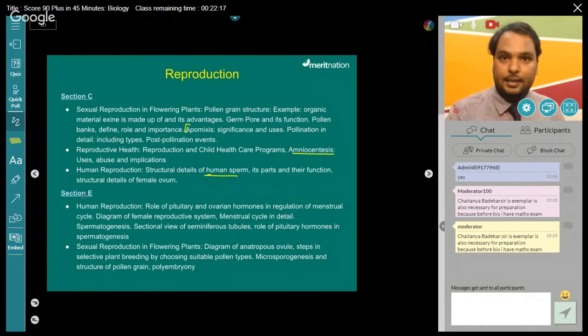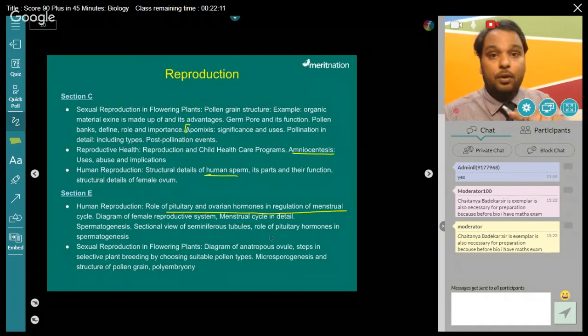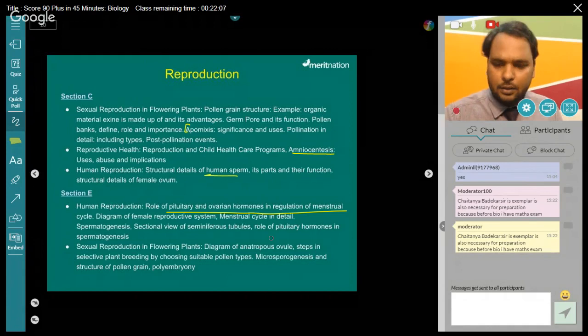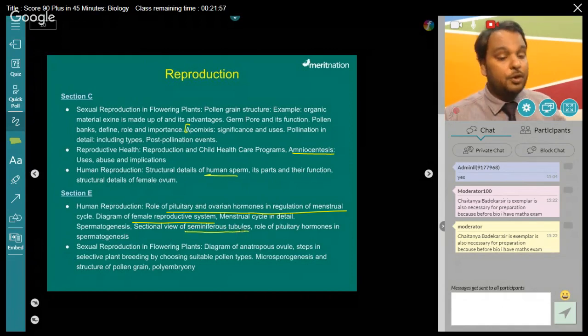Now section E, that is 5 marks. Okay, the role of pituitary and ovarian hormones in regulation of the menstrual cycle. That's why I told you to prepare it for your 5 marks. The menstrual cycle will always be a question. Okay, hormones and all those things. Diagram of the female reproductive system, menstrual cycle in detail, spermatogenesis. Okay, sectional view of seminiferous tubule, role of pituitary hormones in spermatogenesis. These are very favorite questions. These are my guessed questions that can come in the examination.